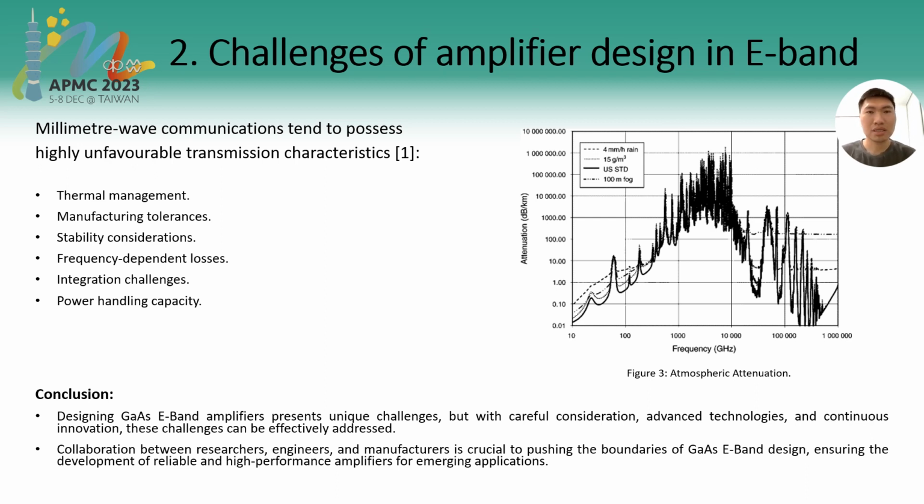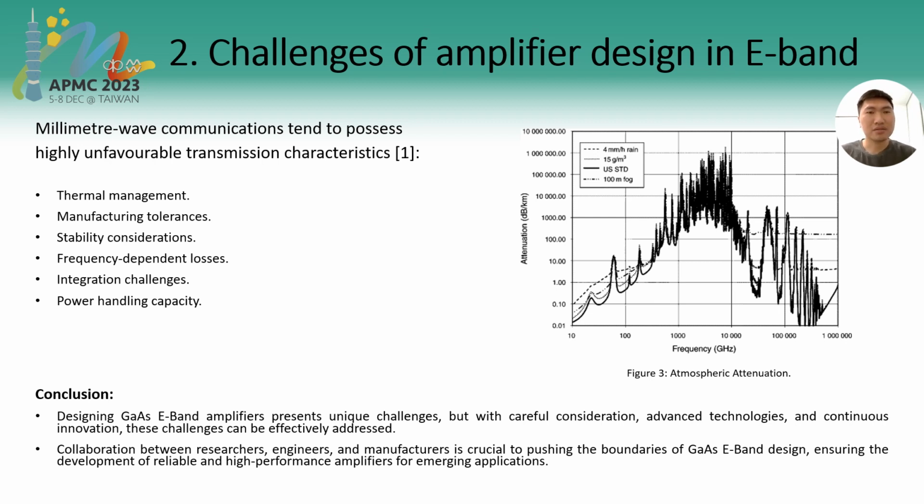Next is manufacturing tolerances. The challenge is that the fabrication of GaAs devices with high tolerances can be challenging, leading to variation in performance. The solution is to employ advanced manufacturing processes and quality control measures to ensure consistency in device parameters. Calibration during fabrication can help mitigate variation.